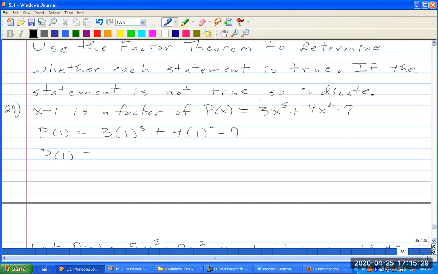Three times 1 is 3. 4 times 1 is 4. And so it's equal to 0. So therefore, by the factor theorem, since this 1 is a root, then by the factor theorem, X minus 1 is a factor. So yes, this is a true statement.